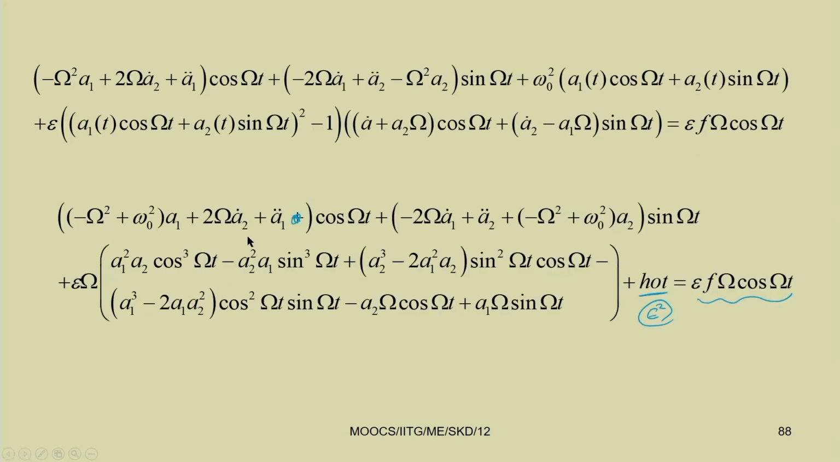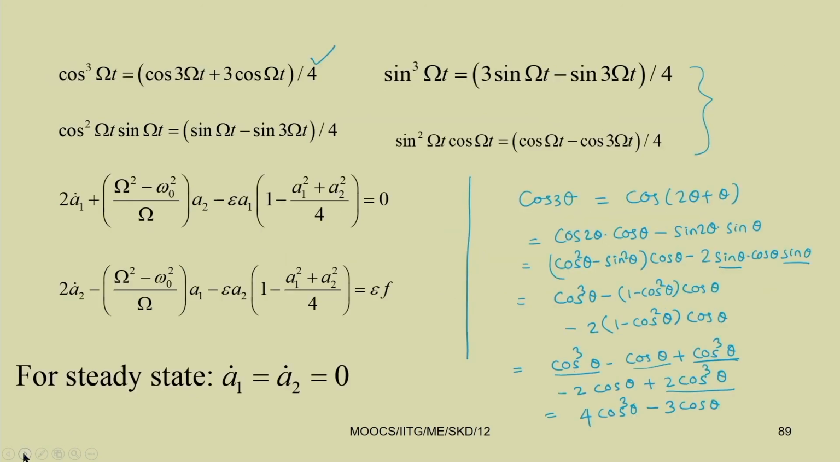So, you can see 2a dot, we can have this equation a2 dot here. So, a2 omega a1 dot here. So, collecting these terms, easily you can find 2a1 dot plus (omega square minus omega 0 square) by omega into a2 minus epsilon a1 (1 minus (a1 square plus a2 square) by 4) equal to 0.